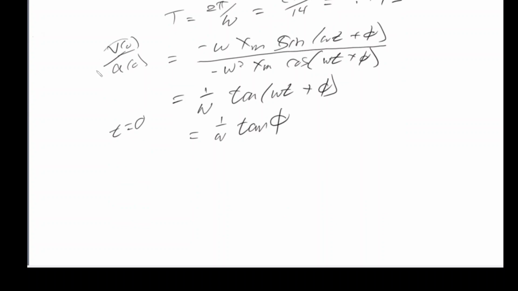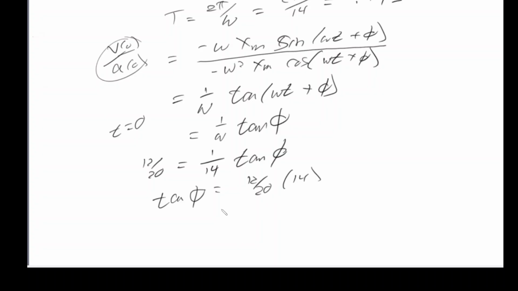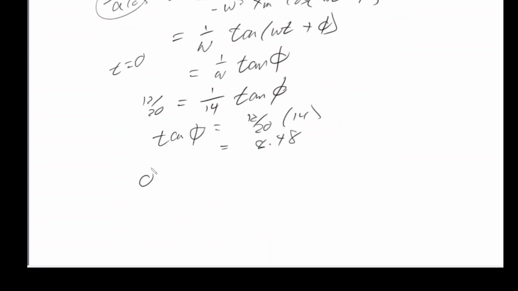And we know what our velocity and acceleration is. That's 12 over 20 is equal to 1 over, we found omega above, 14 times tan phi. So tan phi is equal to 12 over 20 times 14, which is equal to 8.48. So phi is equal to the arctan of 8.48, or phi is equal to 83 degrees.